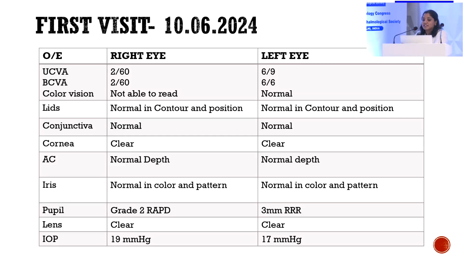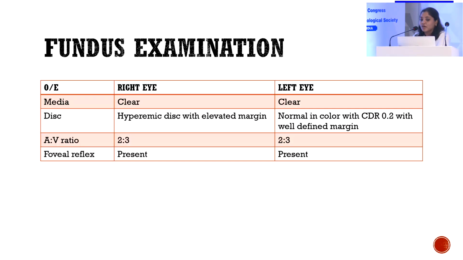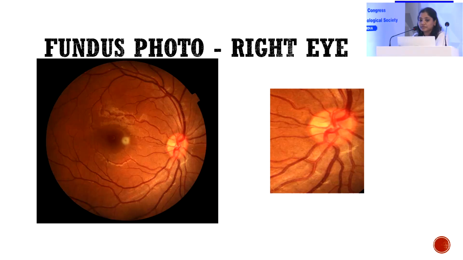On the first day of the examination, the vision in the right eye was 2/60 and she couldn't read any color vision. Her anterior segments were normal. On pupil examination, the patient had grade 2 relative afferent pupillary defect, whereas the left eye was within normal limits. On fundus examination, the right eye showed clear media, the disc margins were elevated and the disc was hyperemic except in 1 clock hour. The AV ratio was 2:3 and the bright foveal reflex was present.